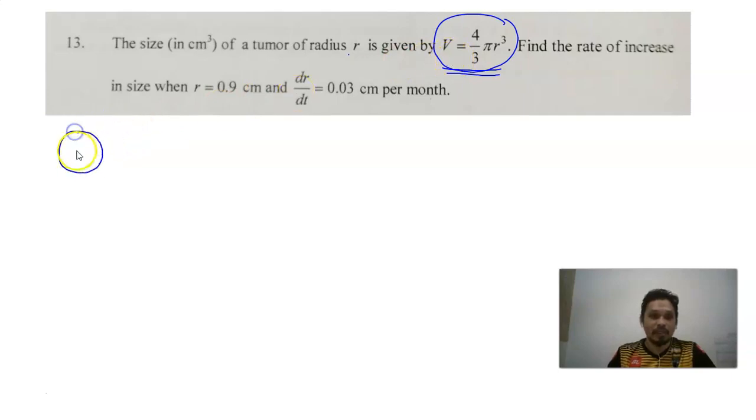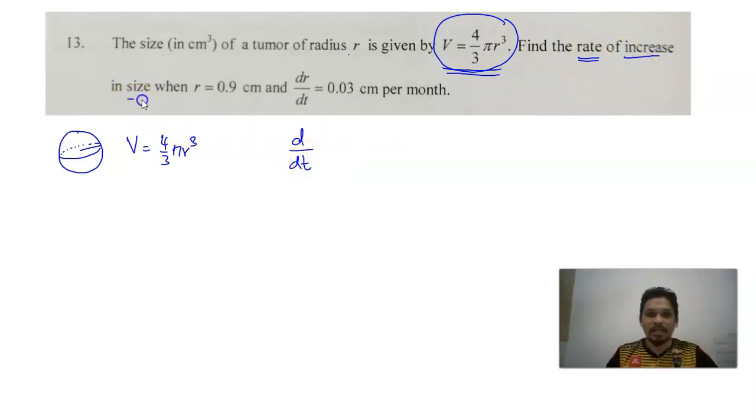For example, it's three dimensions, we call it dimension. We have the radius. You just imagine it's a ball, not a ring or circle. Okay, so given that V equal to 4 over 3 pi r cubed. Okay, let's take a look. The size is given, then V here. Find the rate. The rate means the change of something with respect to time.